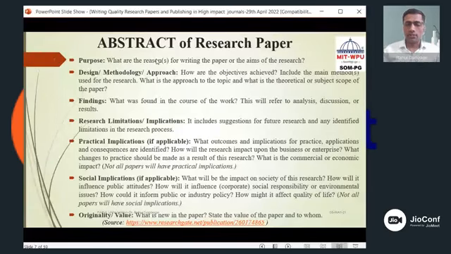And finally, how this paper is different from whatever literature is already available, how it is going to distinguish itself from others. So what is new, what is the originality, what is the novelty incorporated into this. If we incorporate all these points in our abstract, it will contain everything a reader requires or expects from the abstract.